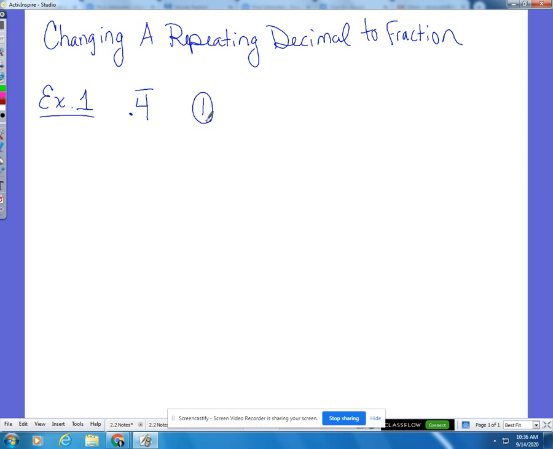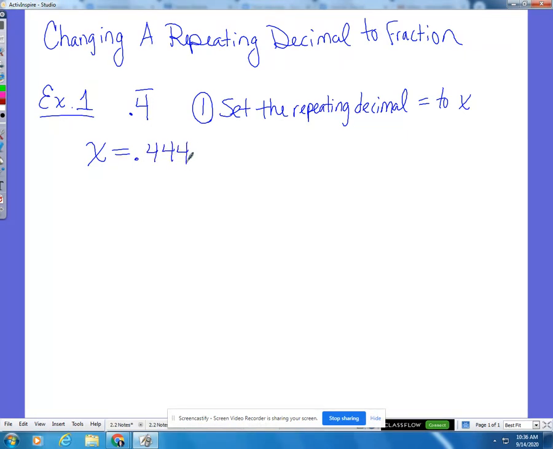Step number 1, set the repeating decimal equal to x. So we wrote x equals 0.4 repeating.